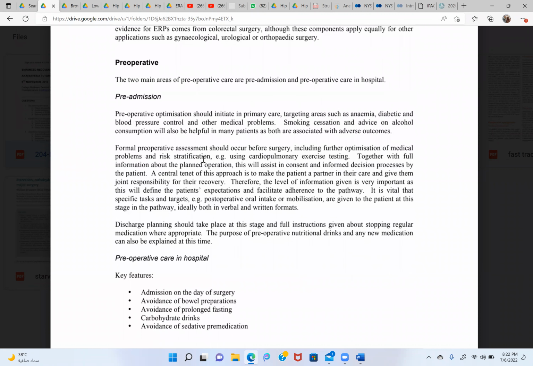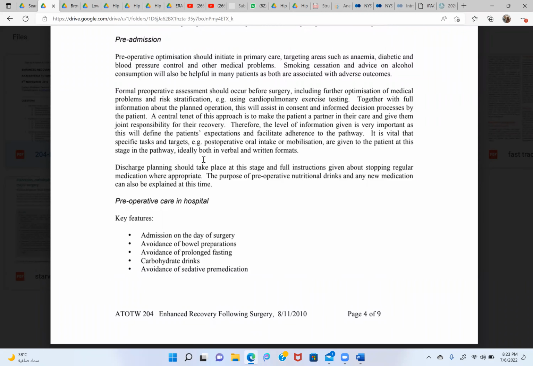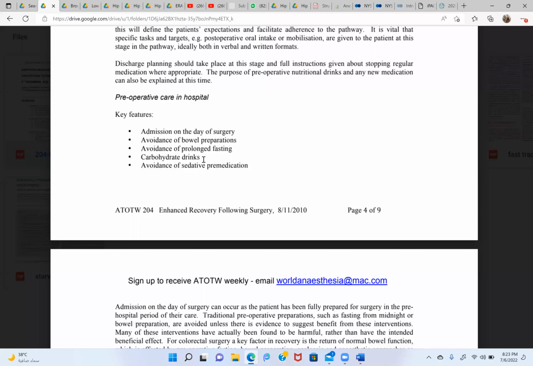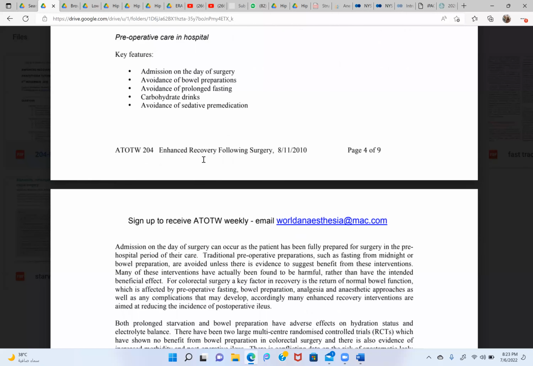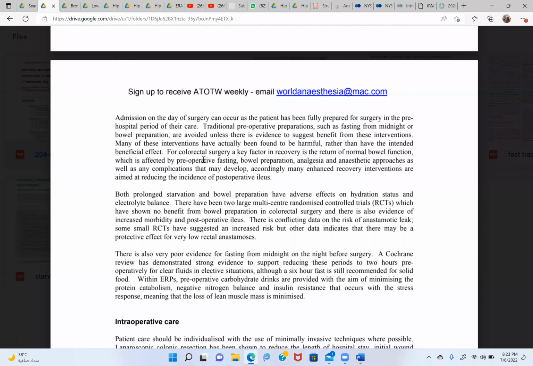They will try to admit the patient on the same day, and avoid bowel preparation and prolonged fasting. There is a concept of the carbohydrate drink, which will also help reduce the stress response. They give clear carbohydrate fluid, like sugar, like dextrose, 2 hours before. So this will be helping, along with avoidance of sedative pre-medications and, of course, optimizing the patient's condition preoperatively.